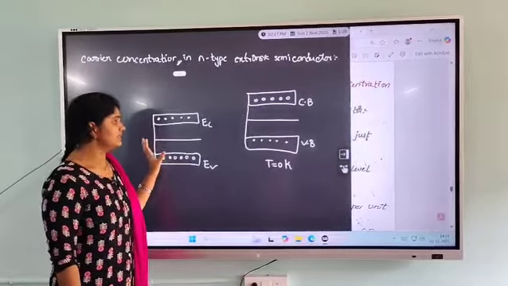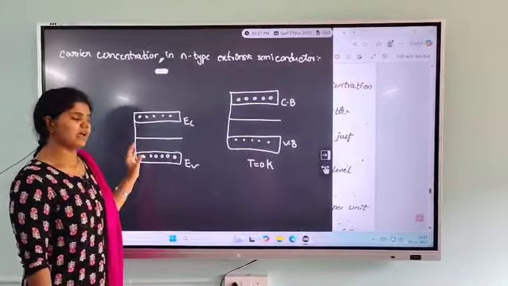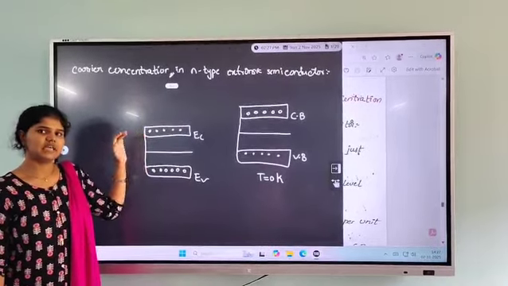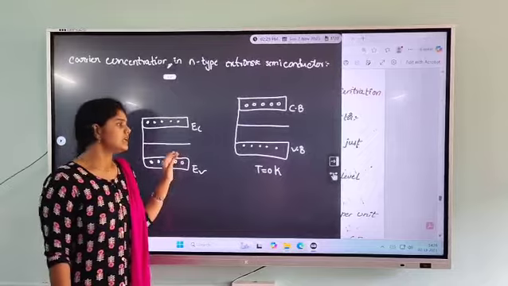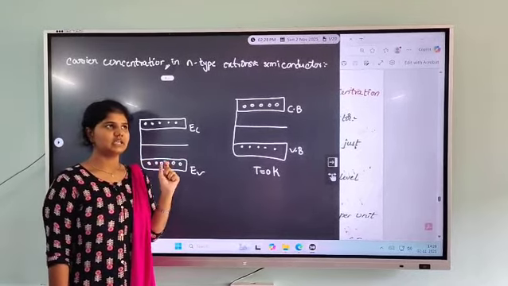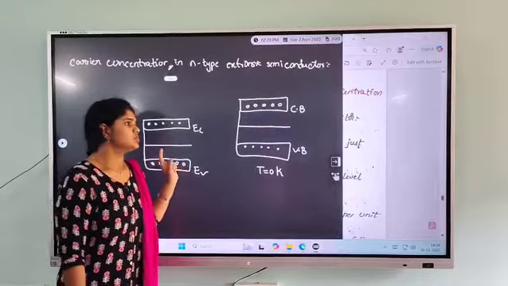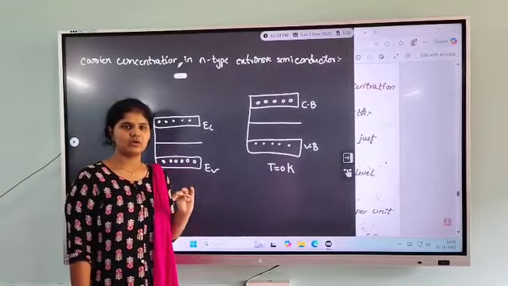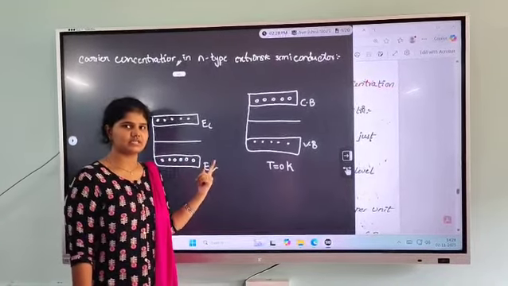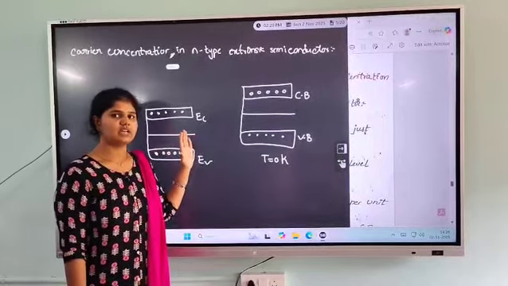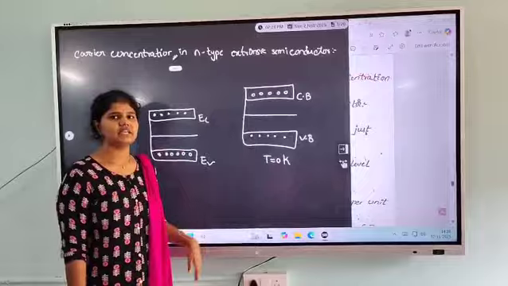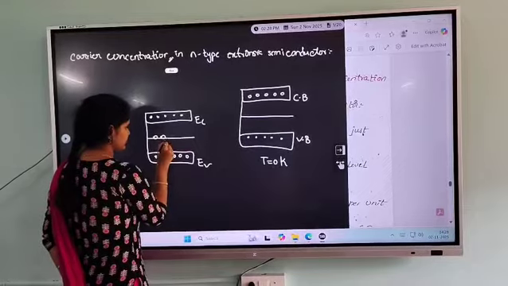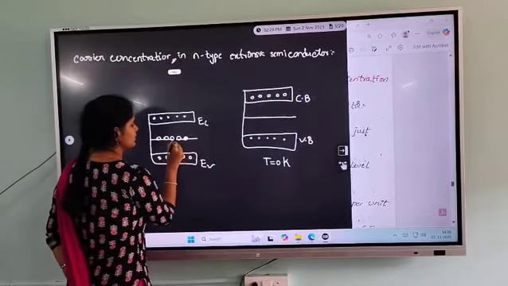So, in this N-type extrinsic semiconductor, as I said before, the majority is not holes. The majority is electrons, because in N-type semiconductors there are five electrons in the outermost shell. To form a proper bond, the outer shell must have 4 electrons, but one electron will be extra. So the extra electron will be the majority of these electrons. In this band, the extra electrons will form here, like this.